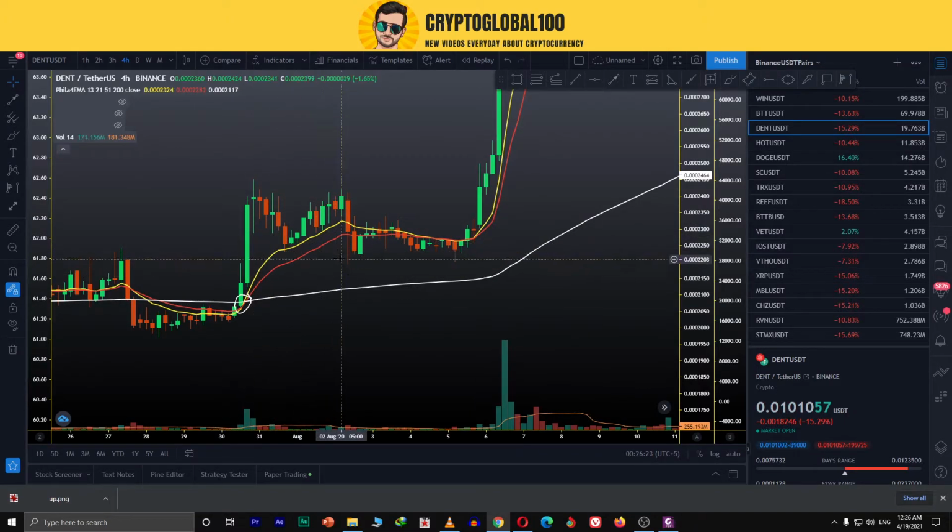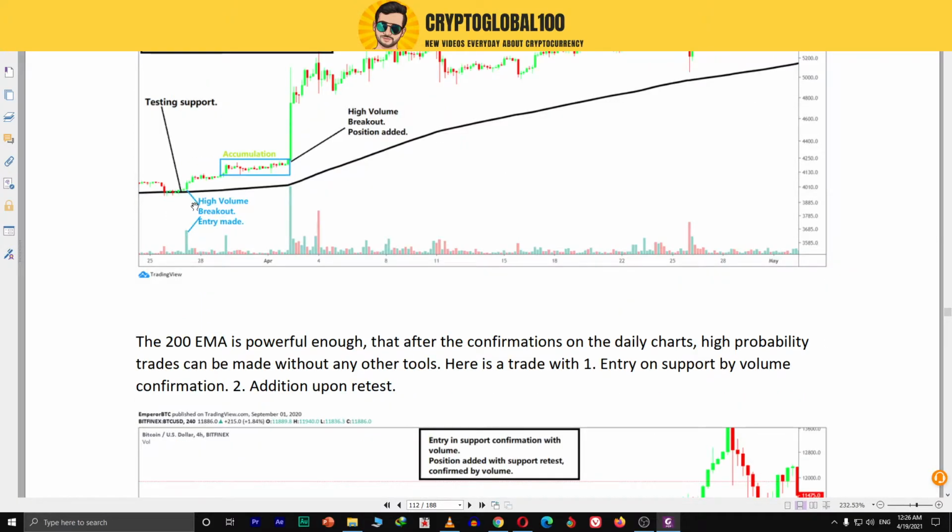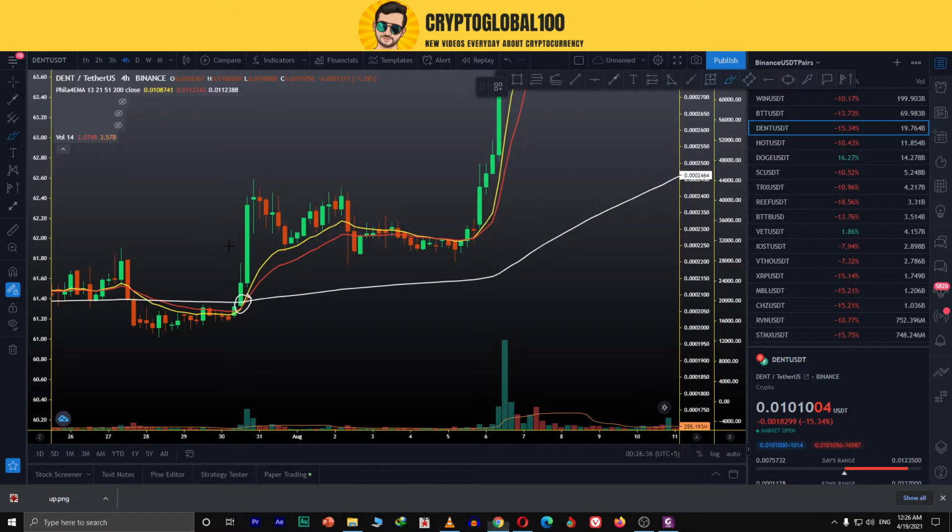After the retest was confirmed here, the first step was that price should go above. Here, high volume breakout, entry made. With the high volume breakout, we can have an entry here. Upon the retest, we can see that it retested but failed and was rejected. We can add more positions here, and you see the bullish crossover.